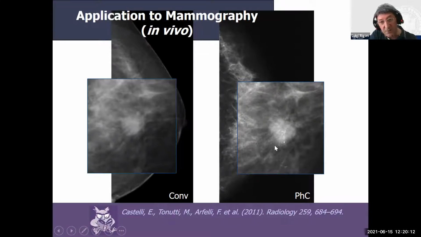Here in this case, the border is not round, is not smooth, but this is the typical appearance of cancer. Actually, there was a malignant tumor, as it was confirmed later by histology.